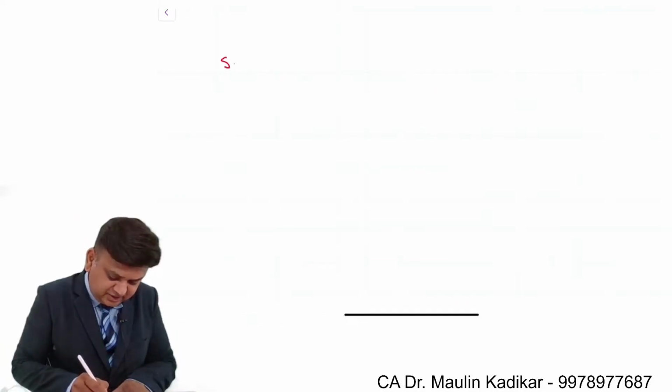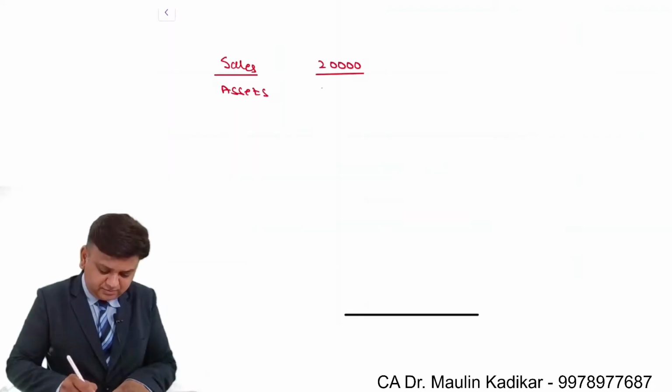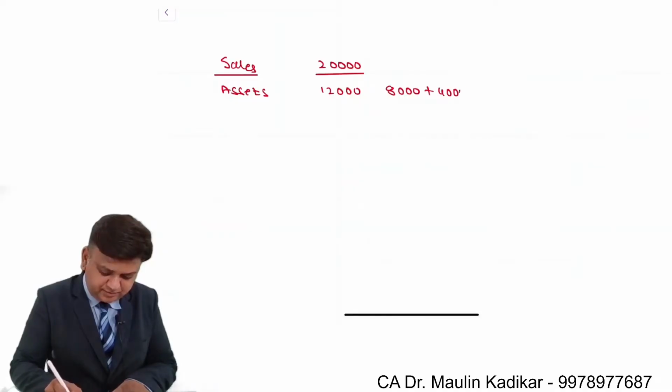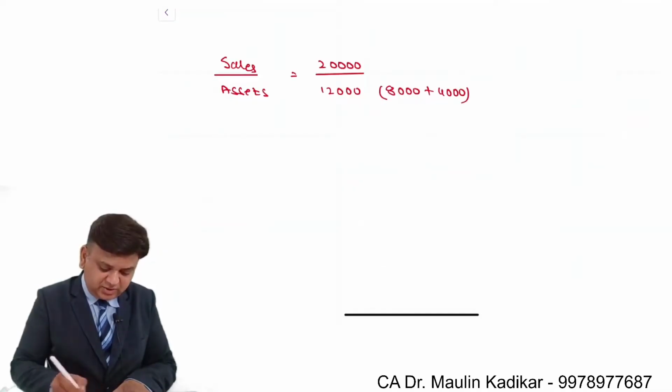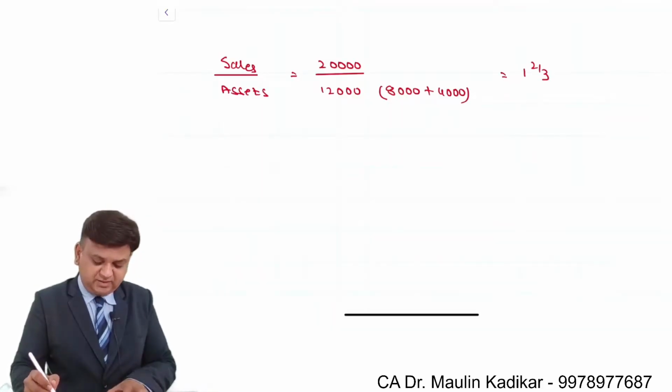See, the sales of the company is given to us as 20,000, divided by the assets, which is a total of rupees 12,000, that is 8,000 plus 4,000. So the asset turnover ratio is 20,000 divided by 12,000, that is 1.67. This is what we understand.